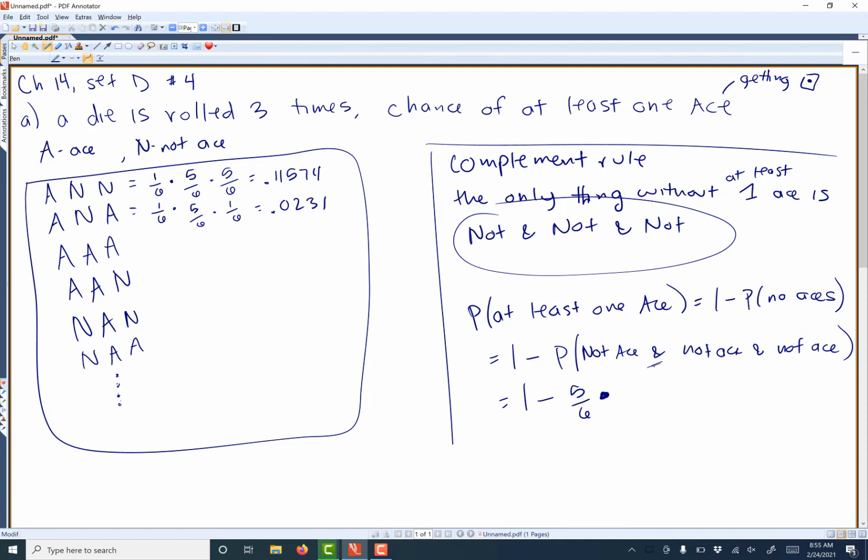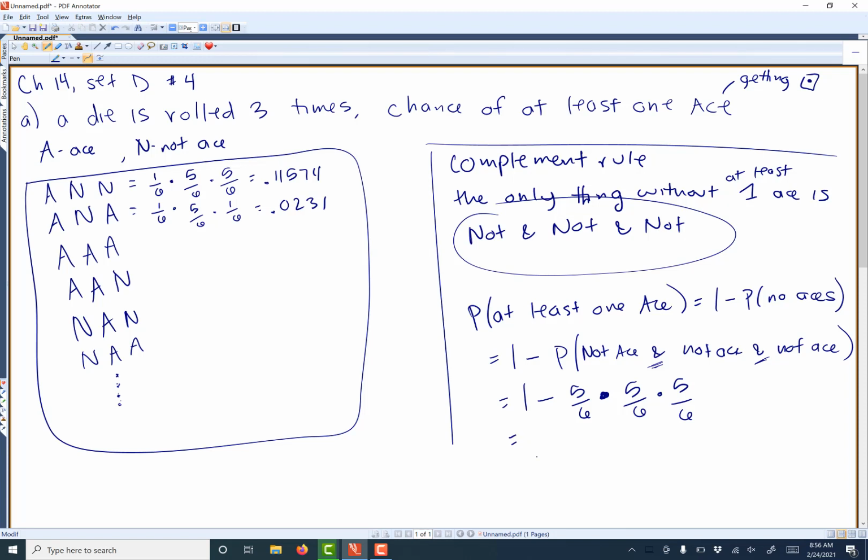Notice the "and" means multiply. So I need another not ace, so that would also be 5/6. The dice are independent, they don't affect each other, so each time it's just 5/6. And, so we do another multiply, we need another not ace. So it'll be 5/6, because again, if there's one ace on the dice, that means there's 5 not aces.